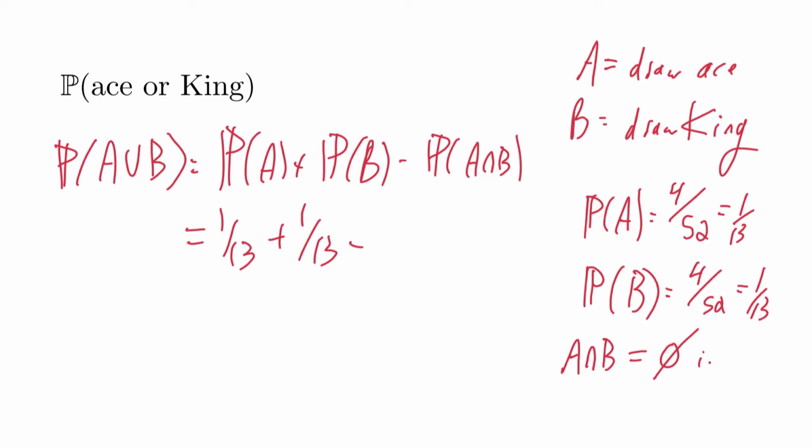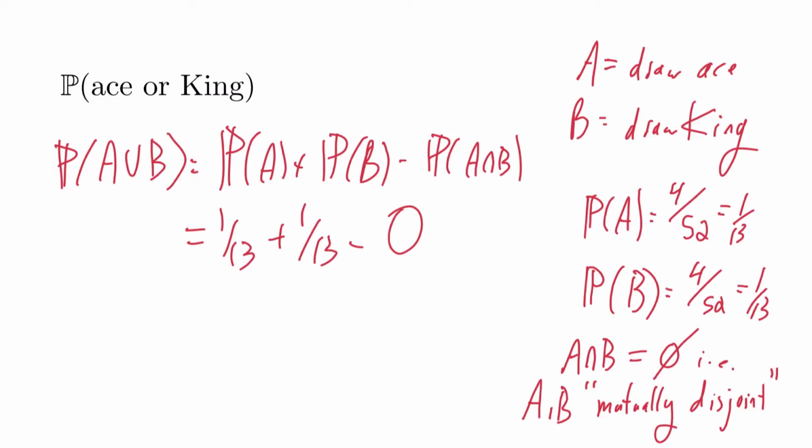But in other words, A and B are what are called mutually disjoint. Sometimes there's a notation that's used for this. So it's not possible for A to happen and B to happen. It's just from a probability standpoint impossible. So that probability is just 0. So we just end up with 2 in 13.